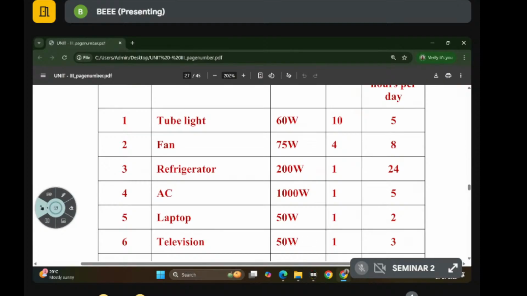Refrigerator 24 hours, AC of 1000 watts for 5 hours. Generally the AC is used at night, a total of 8 or 12 hours. Generally 8 hours. Okay. Laptop 2 hours per day. Per day, total, they are added. Television 3 hours.